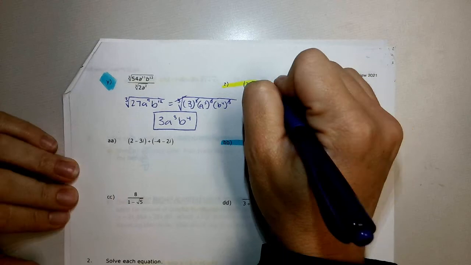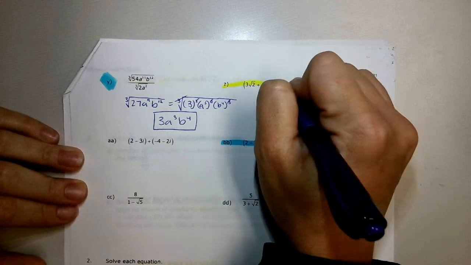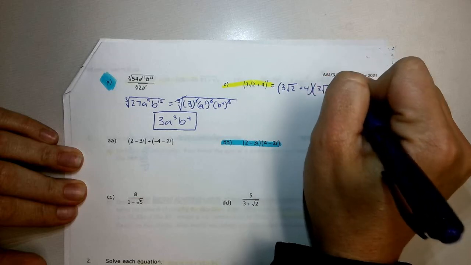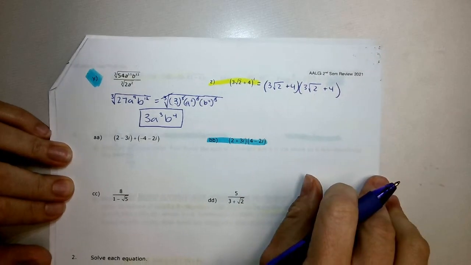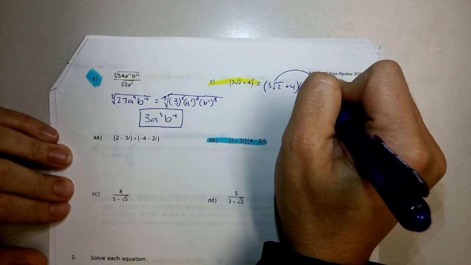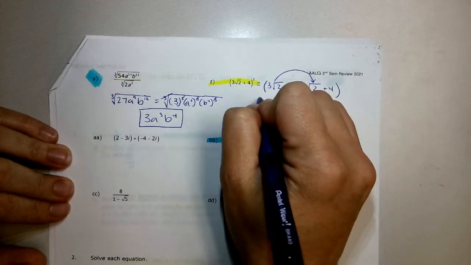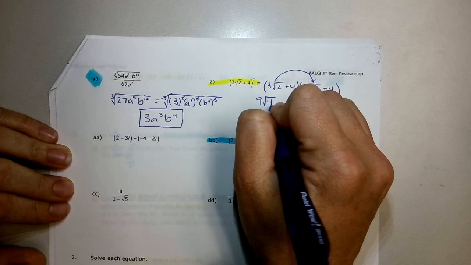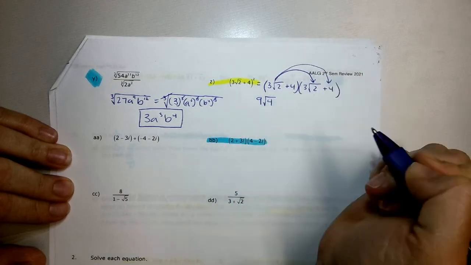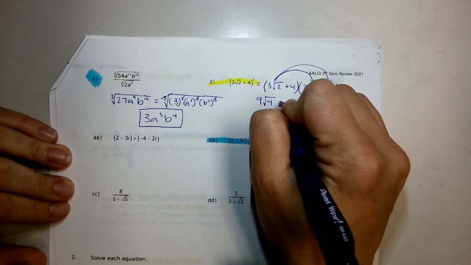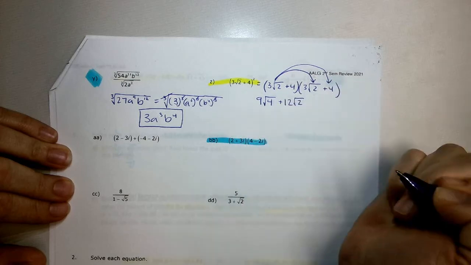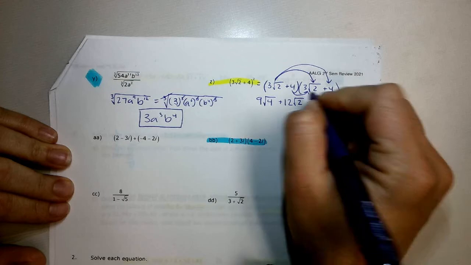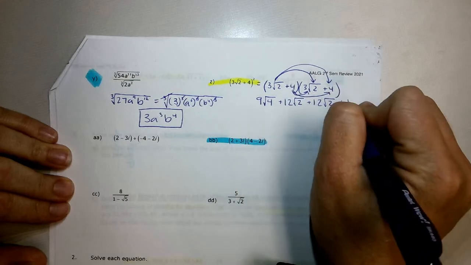Now, z is something squared, so we're going to rewrite it twice. And we're going to double distribute. So 3 root 2 times 3 root 2. Well, 3 times 3 is 9. And then remember, you can multiply the insides of the roots. So 2 times 2 is 4. 3 root 2 times 4. Well, 3 times 4 is 12. And there was no other root to combine it with. 4 times 3 root 2 is 12 root 2. And 4 times 4 is 16.